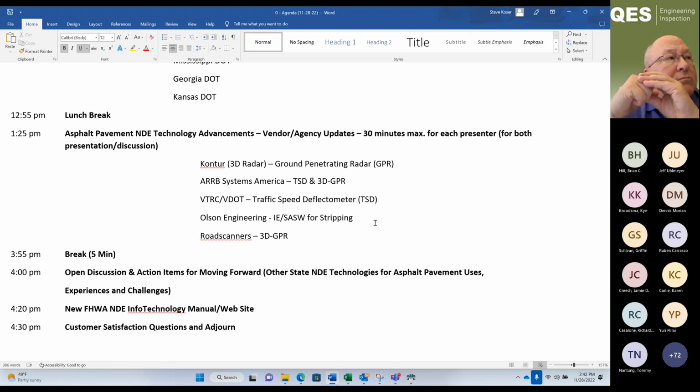Now, I say that because we're still looking at this process of calculating structural numbers using TSD data. I think we're very close to the point where we could be using TSD for project level investigation. And I think in my mind, once we get to that point, that will really be maybe the ultimate use of that piece of equipment. So we'd be covering both project and network level conditions.